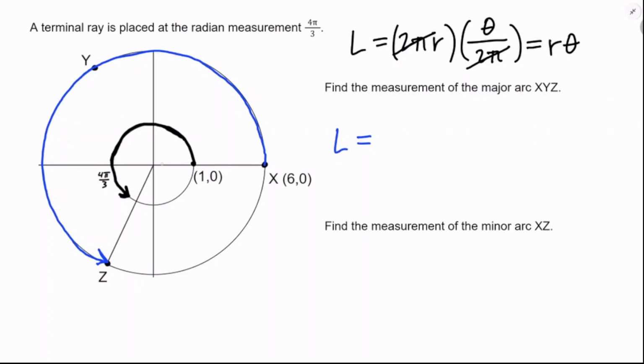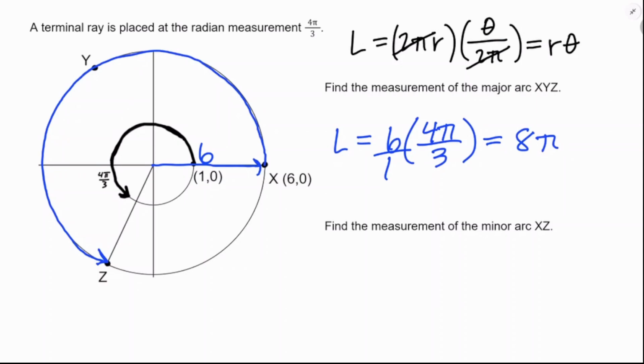The radius of the circle is 6. And then the radian measurement is 4 pi over 3. So I could look at that as 6 over 1 times 4 pi over 3. That's going to be 2 times 4 pi, which is 8 pi's worth of circumference.